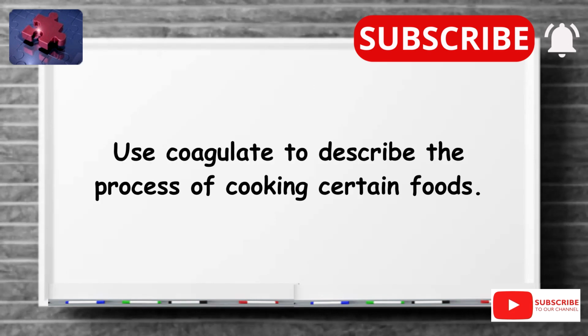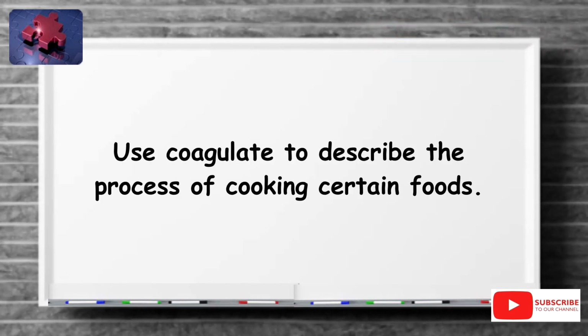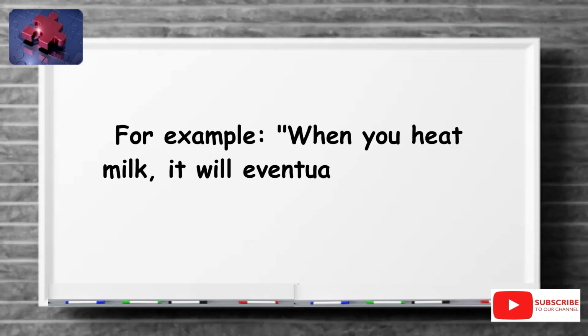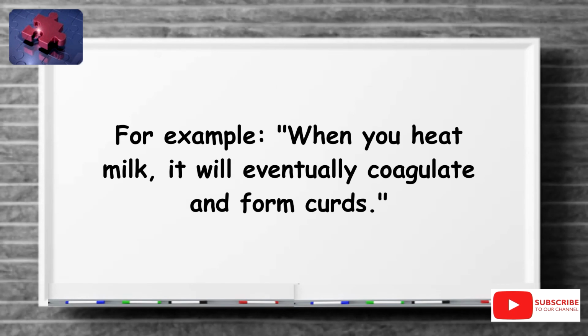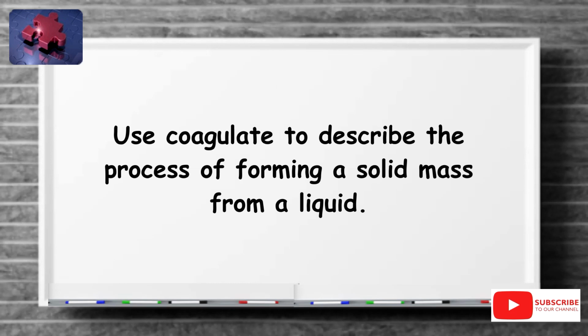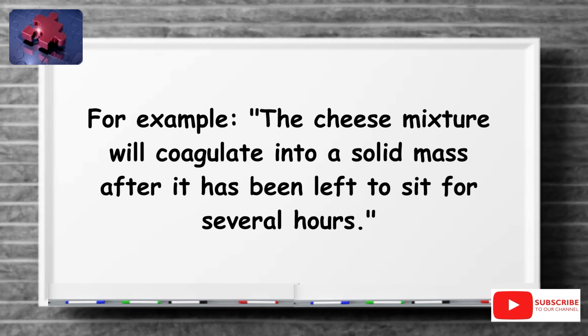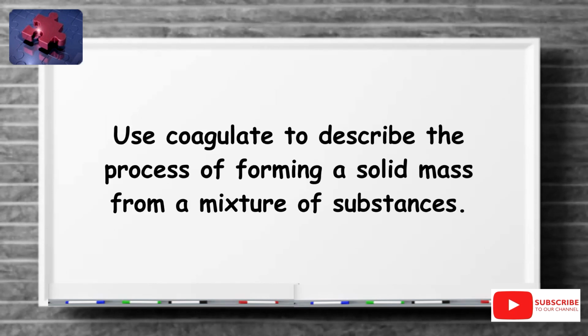Use coagulate to describe the process of cooking certain foods. For example, when you heat milk, it will eventually coagulate and form curds. Use coagulate to describe the process of forming a solid mass from a liquid. For example, the cheese mixture will coagulate into a solid mass after it has been left to sit for several hours.